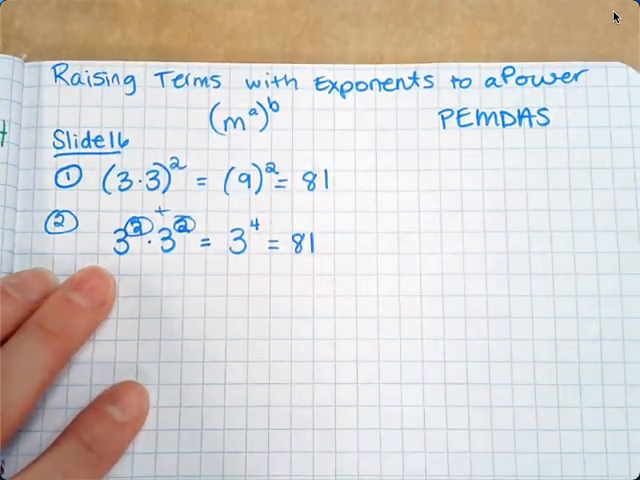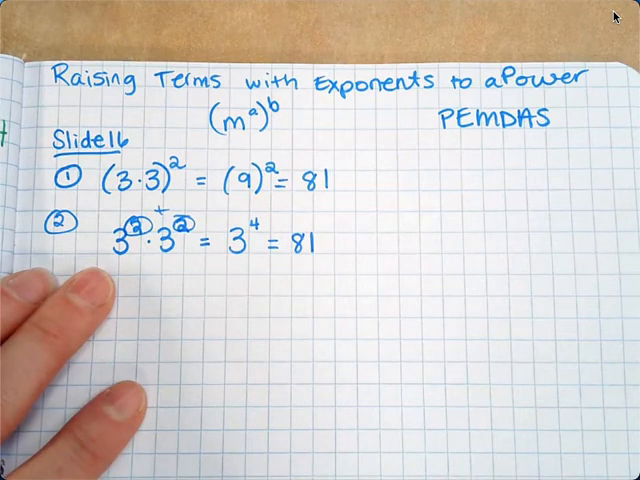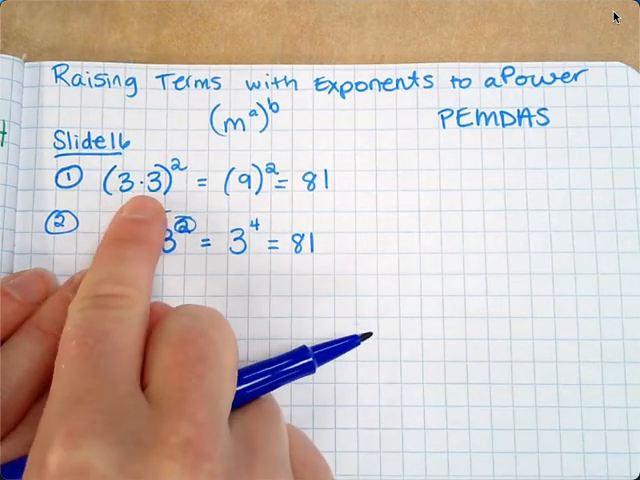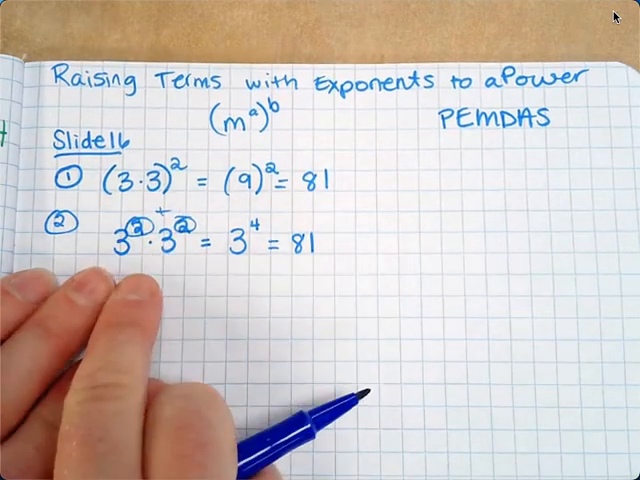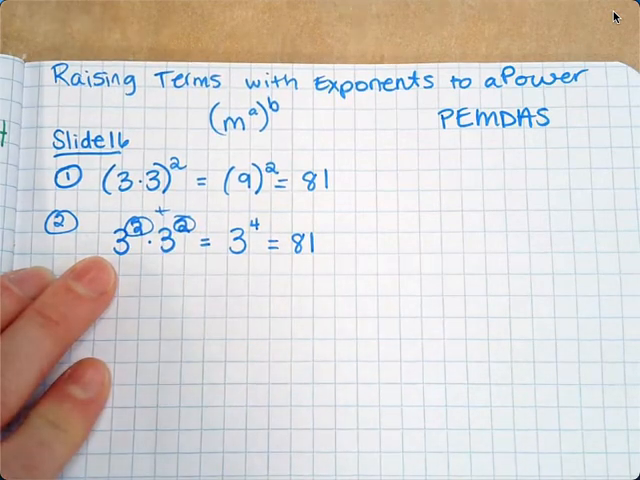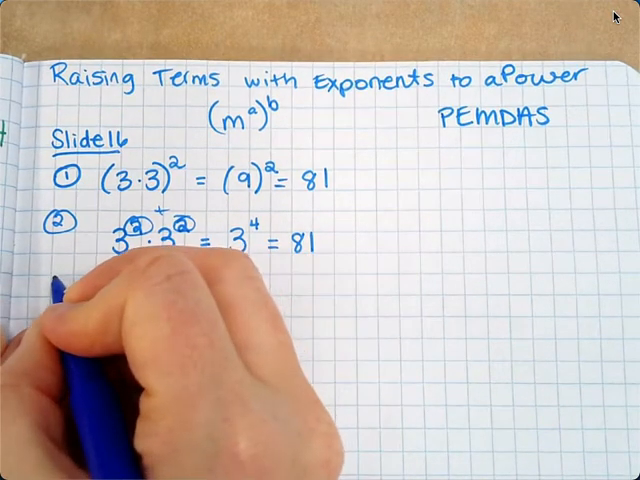How are these the same? Inside you have 3 times 3, outside you have the squared. This one you have a 3 squared times a 3 squared. You see maybe there's a shortcut here? Possibly. All right, let's go to the next one.